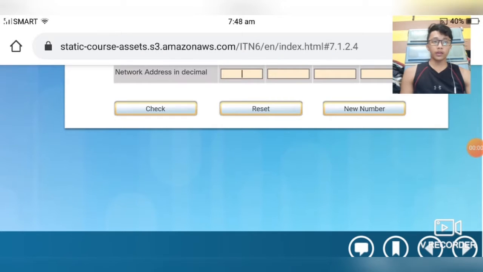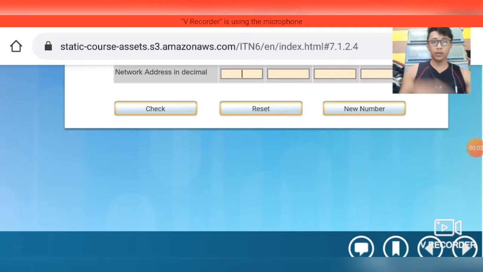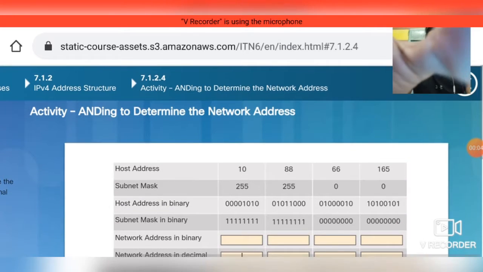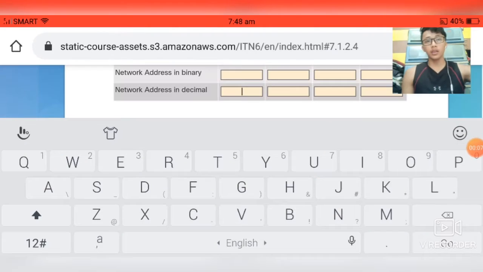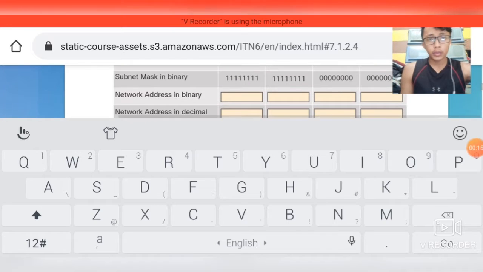So guys, for our next activity, we have here the activity on determining the network address in binary and the network address in decimal.